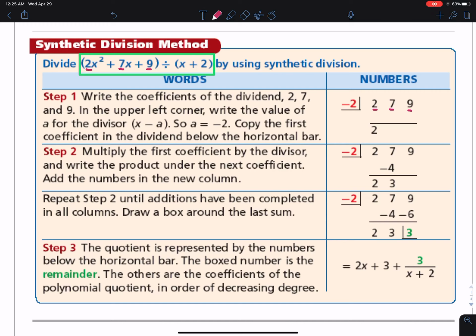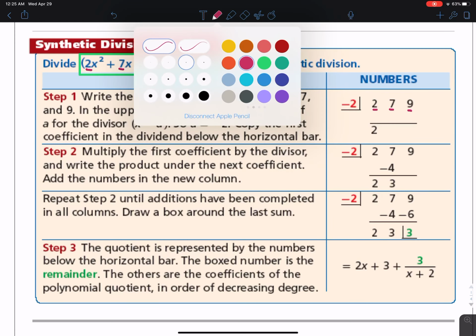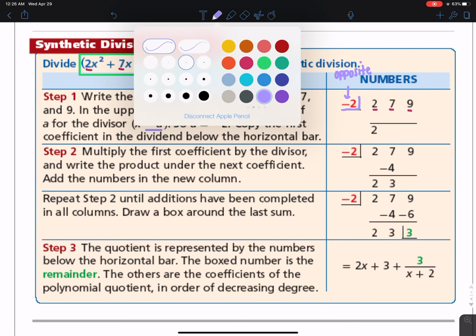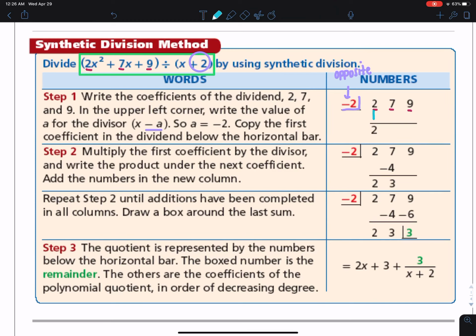In the upper left corner, write the value of a for the divisor. So it's always, you can see this is x minus a, so it is always the opposite sign. In this case, we have a positive 2, and then when we write the number inside the box, it's a negative 2. So again, always the opposite sign. A tiny, tiny little thing, but it'll give you an entirely wrong answer if you don't make that the opposite sign of your divisor.